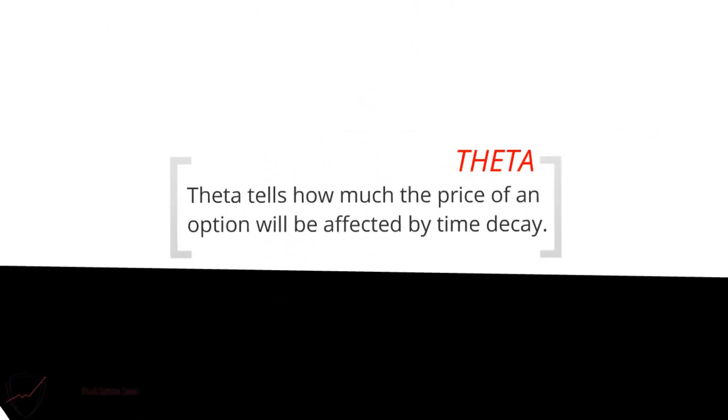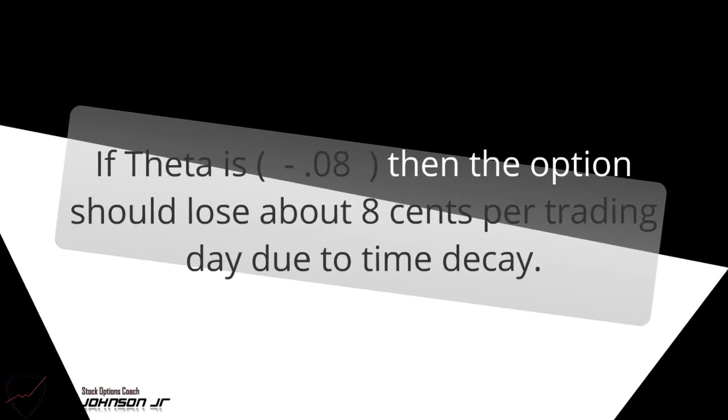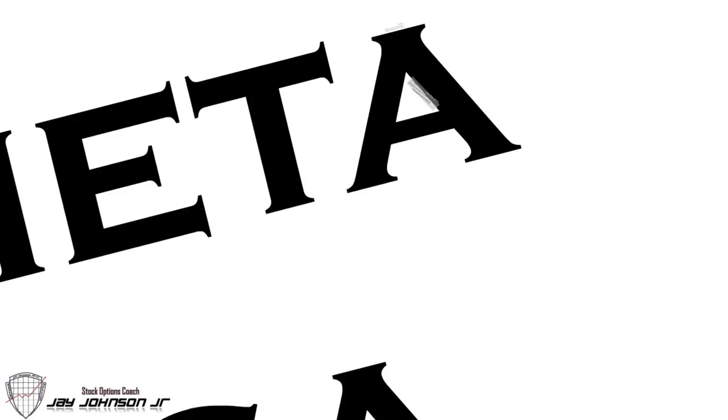Theta. Theta tells how much the price of an option will be affected by time decay. As we all know, no option lasts forever. They all have expiration dates. So theta is going to give you an idea of how much value is going to be lost by an option based on time decay per day. So if theta is negative 0.08, then the option should lose about 8 cents per trading day due to time decay. So theta is very simple to calculate.